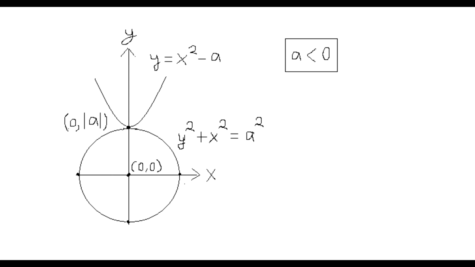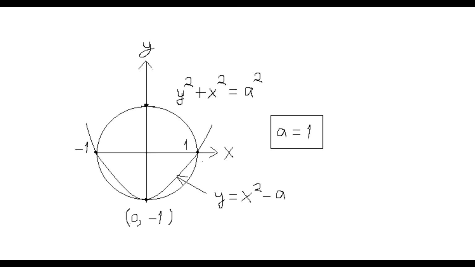In this case, the vertex of the parabola lies at the highest point of the circle x squared plus y squared equals a squared. The coordinates of this highest point are (0, absolute value of a). In this case, the circle and the parabola have only one point of intersection.